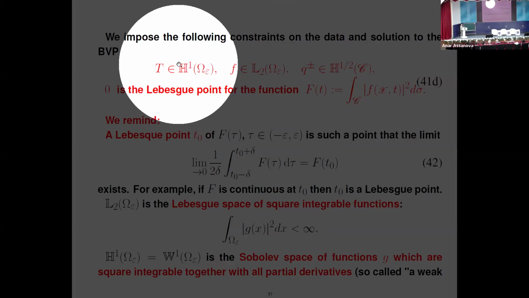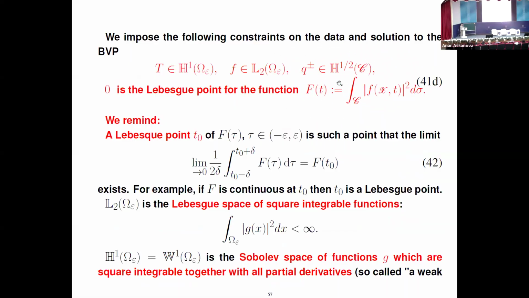These are the conditions for this weak solution. For the right-hand side, we suppose it is in L2, the solution is in the Sobolev space or Bessel potential space H1, and the fluxes are in H half, so traces of H1 on the upper and lower faces.